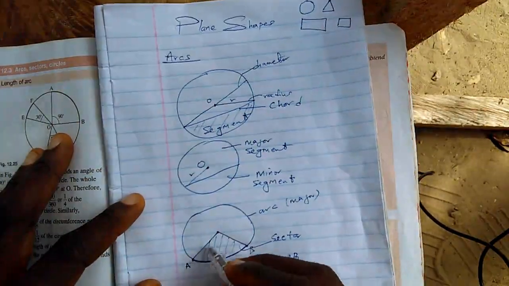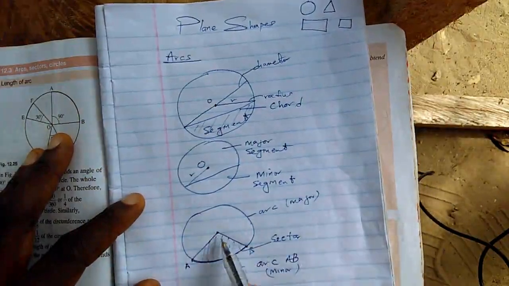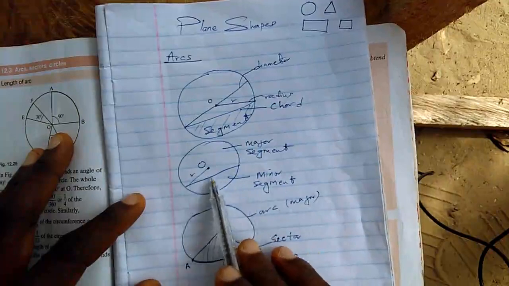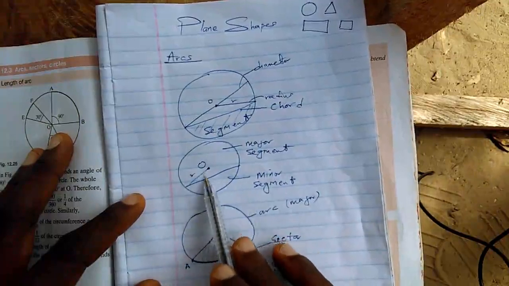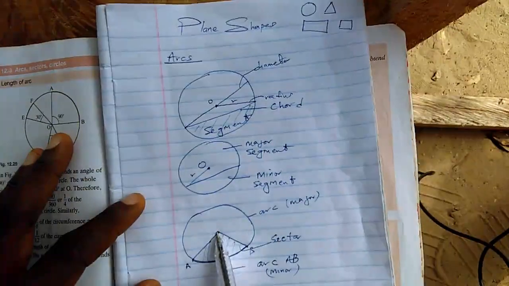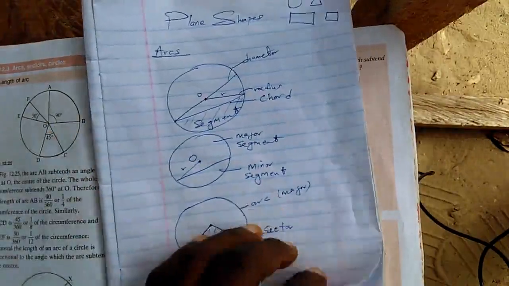But all this is called a sector. A sector is different from a segment because a segment has no connection with the center of the circle, while a sector has a connection with the center of the circle. Okay, good. Now let's go on.